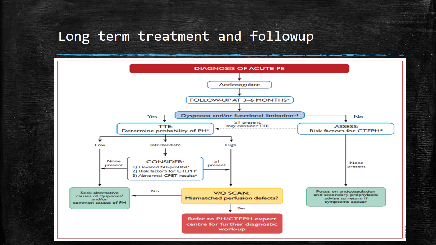If it is high, you have to go for a VQ scan and then refer the patient to the pulmonary hypertension expert. If it is intermediate, consider elevated NT-proBNP, risk factors, and abnormal CPET results. And if it is low, you have to seek alternative causes of dyspnea and common causes of pulmonary hypertension. On the other hand, if there is no dyspnea and no functional limitation, then you have to assess the risk factors for CTEPH, and if none of them is present, focus on the anticoagulation and secondary prophylaxis. Advise to return if symptoms reappear.